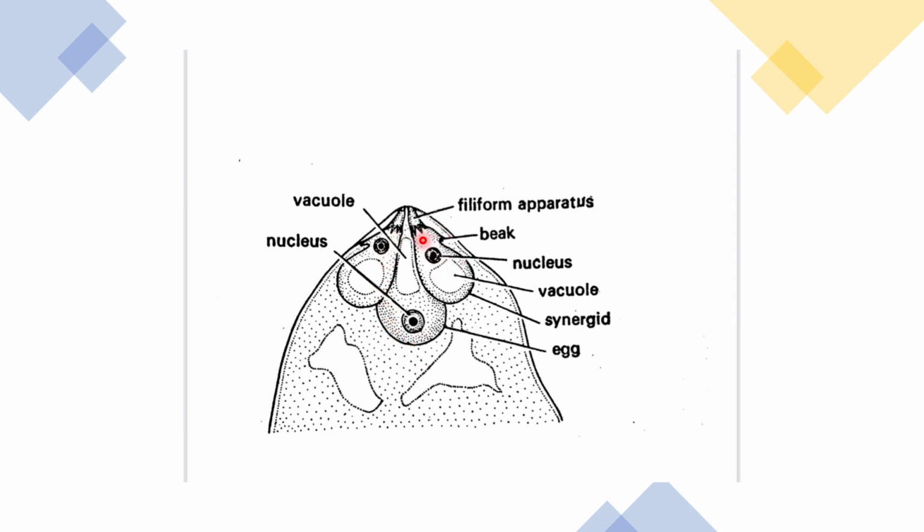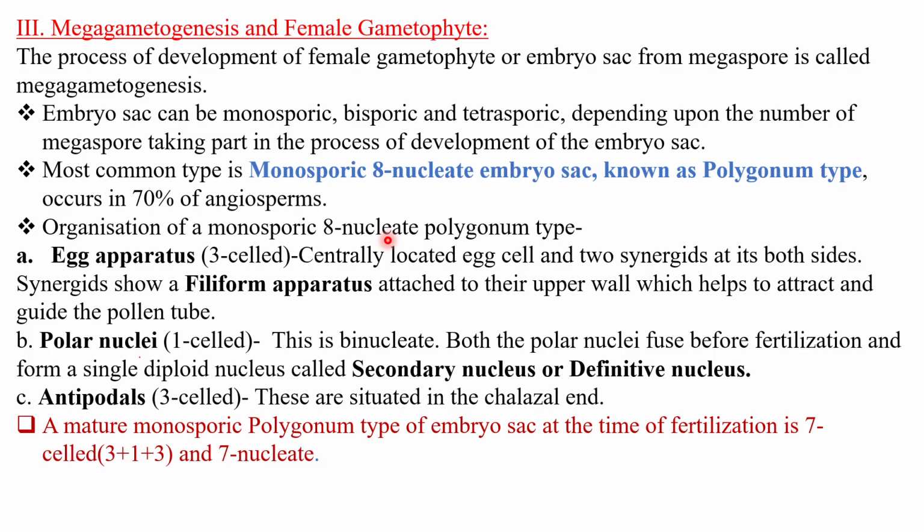Here we see in the egg cell the nucleus is present downward and the vacuole is present upward, but in the synergids the vacuole is present downward and the nucleus is present towards the upper side.